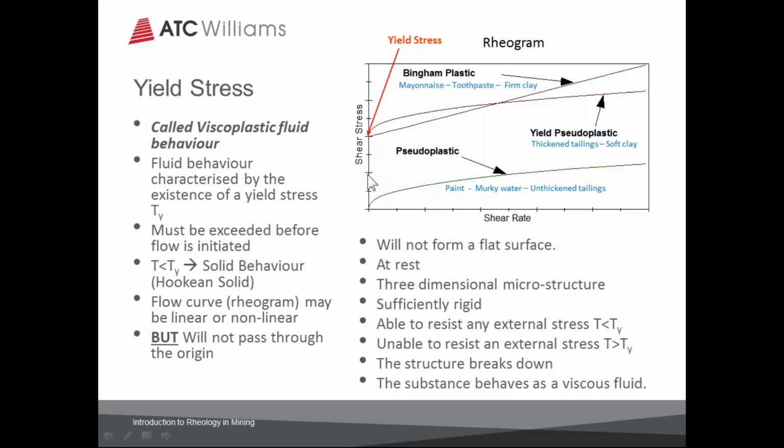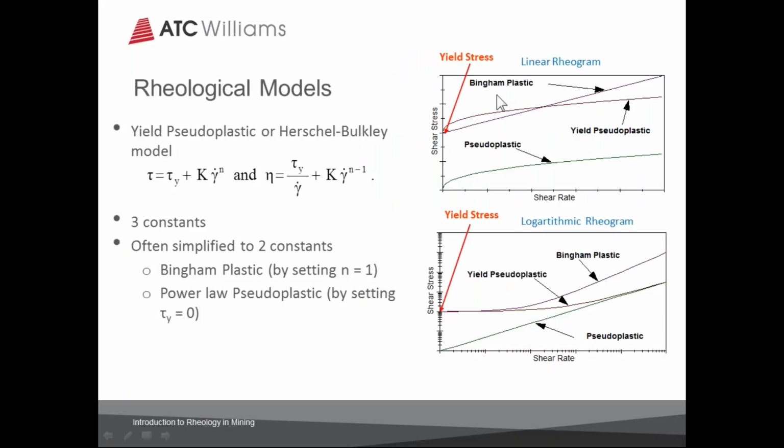We have solid behavior, and are we going to be able to deal with that as we use our pipe flow design procedures? Well, first of all, let's go a little bit further and fit an algebraic form to that. So this is the graphical form, and that would be the algebraic form of what we call the yield pseudoplastic or Herschel-Bulkley rheological model. And that will describe this curved line here, the yield pseudoplastic.